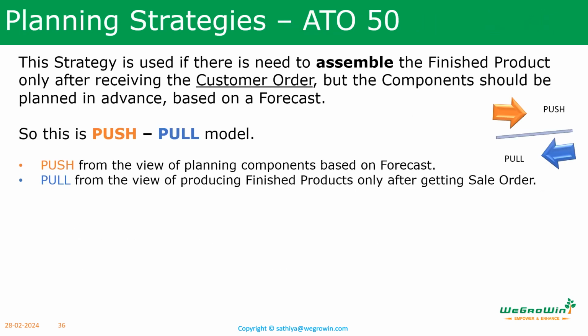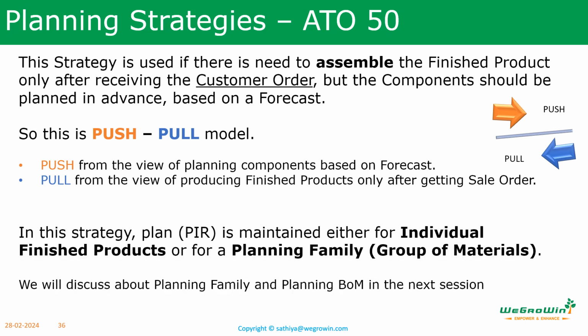Planning strategy 50 is used for assemble to order. This strategy is used if there is a need to assemble the finished product only after receiving the customer order, but the components may be planned in advance based on forecast. So strategy 50 is used as a push-pull model. What is push? Push is, from the view of planning, the components based on forecast. Pull is producing the product only after getting the sales order.